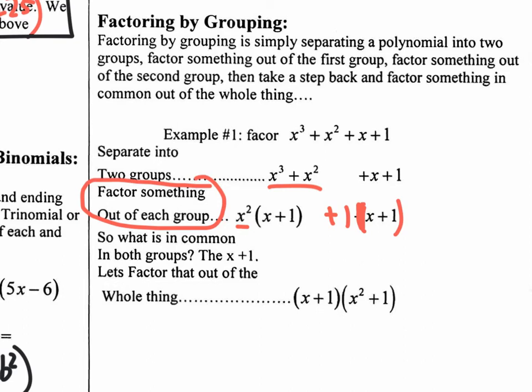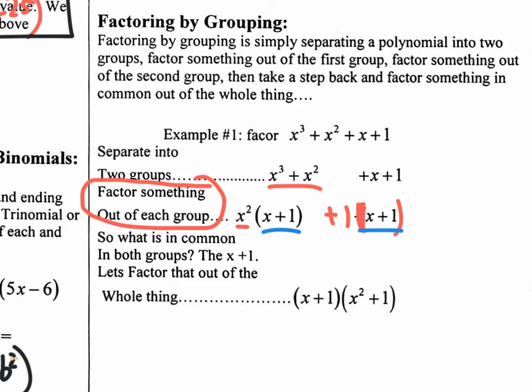Now after that, what you do is you take a step back and you think, what is in common in my first group and in my second group? Okay, what's in common? And if you take a look carefully, there's the binomial that's in common in both. So the x plus 1 is right there, and the x plus 1 is right there.